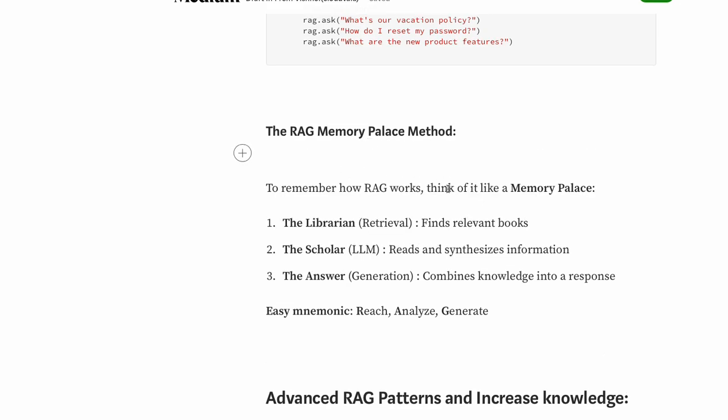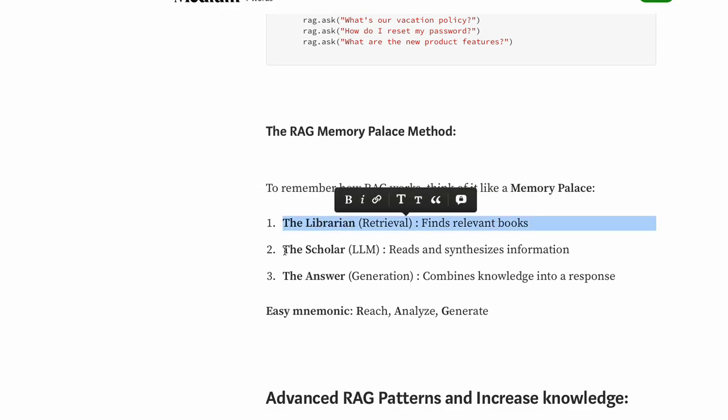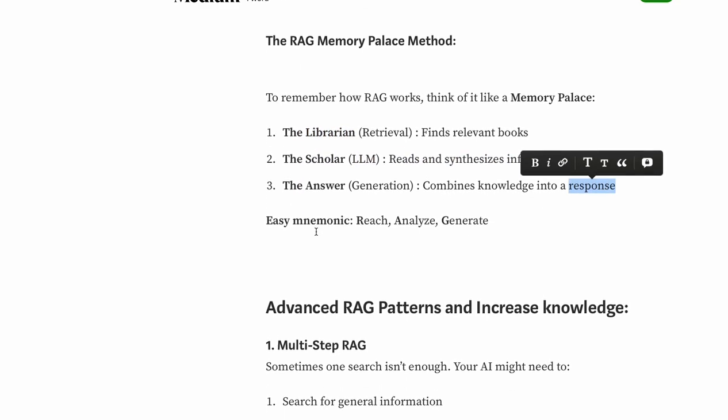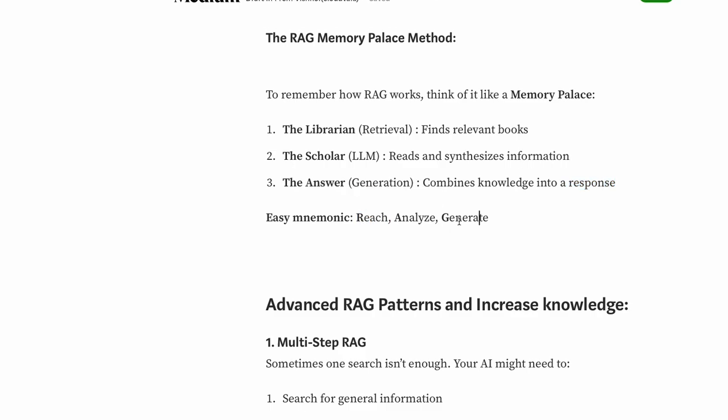So RAG is a memory-based method, something like that. Remember how RAG works, think like memory. You have a librarian who retrieves and finds the relevant books. The scholar reads and synthesizes the information, and the answer generation combines knowledge into a response. It's like retrieve, analyze, and generate. So this is the new definition of RAG: retrieve, analyze, generate.